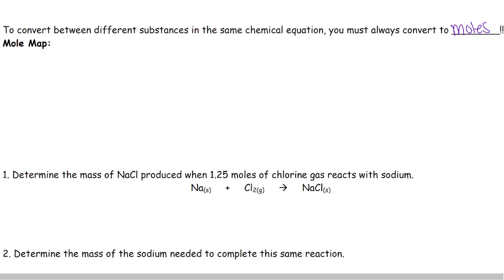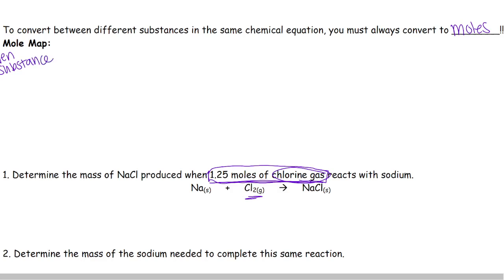If we look at number 1 beneath this, it says determine the mass of NaCl produced when 1.25 moles of chlorine gas reacts with sodium. So in this case, this is my given information. I am given 1.25 moles of chlorine gas. I'm going to refer to chlorine gas, or just chlorine, as my given substance. If I put this on my mole map, your starting substance is going to be your given substance.